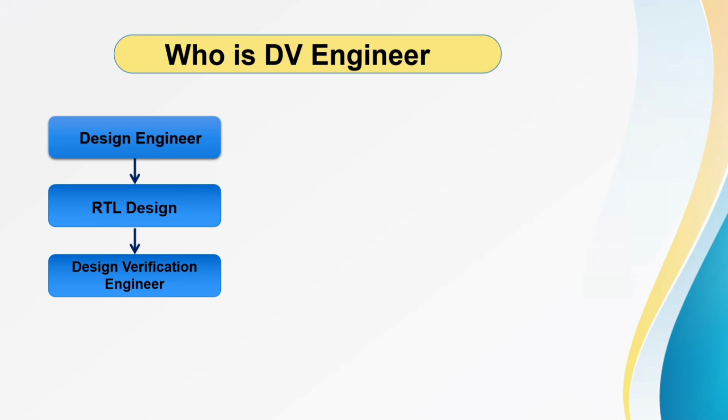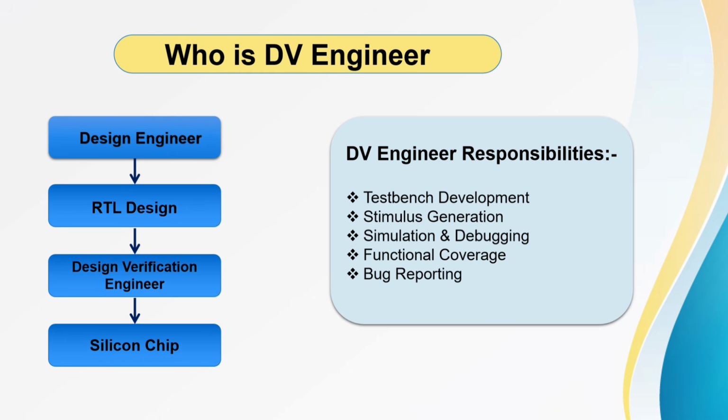So what does a DV engineer actually do in day-to-day work? A DV engineer builds an environment to test the design under different scenarios. They create a testbench, generate stimulus, monitor the output, and check whether the design behaves according to the specification. Typically, DV engineers use SystemVerilog and verification methodologies like UVM to build this verification environment. Their work usually includes writing testbenches, generating random stimulus, checking functional coverage, running simulations, debugging failures, analyzing waveforms, and reporting bugs to the design team.